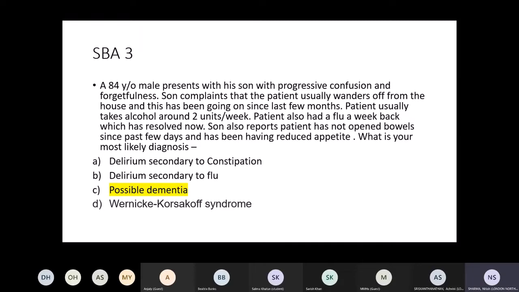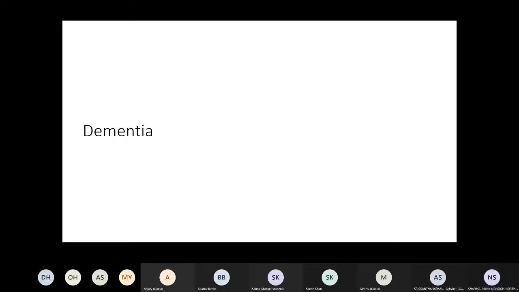Then Wernicke-Korsakoff syndrome. This could be an important differential, but the patient only takes 2 units per week, which is much lower than the advisory limit. Okay. So let's go on to dementia.